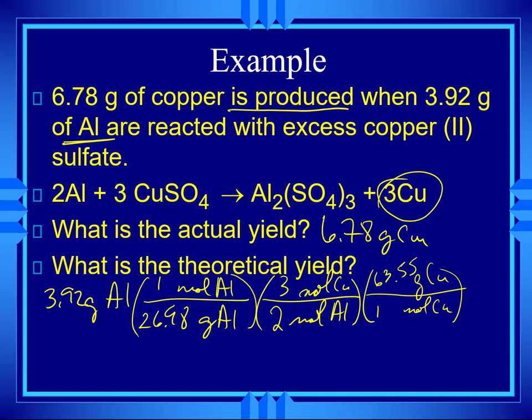3.92 divided by 26.98 times 3 divided by 2 times 63.55 equals 13.9 grams of copper. 3.92 had 3 sig figs.